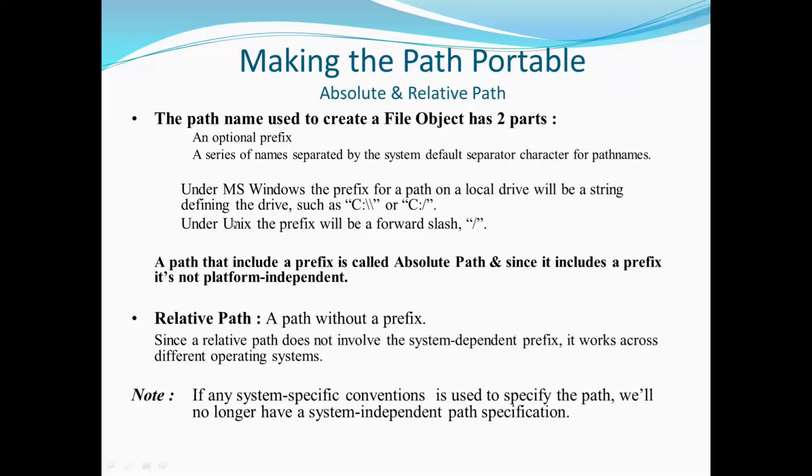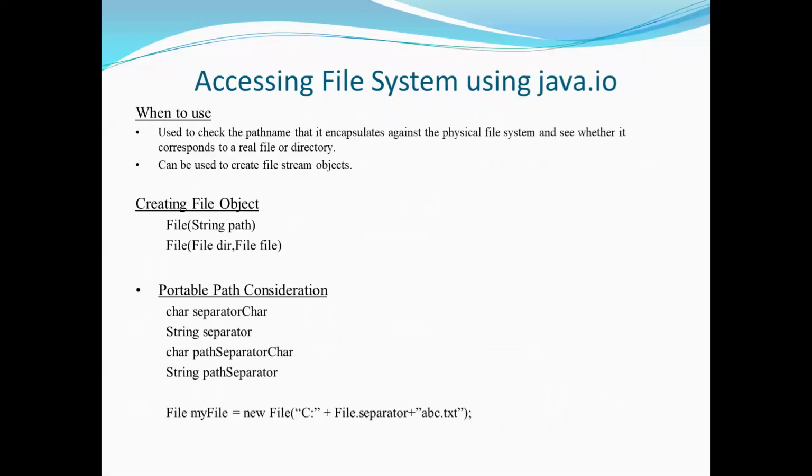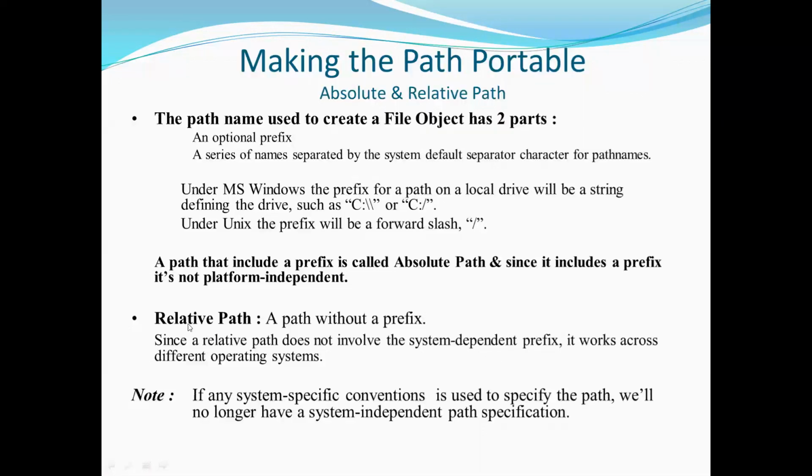So to make it portable, we use some constants that are already available in your File class, that you can access with the name of File. These are static and constant. A path that includes a prefix is called absolute path, and since it includes a prefix, it is not platform independent.